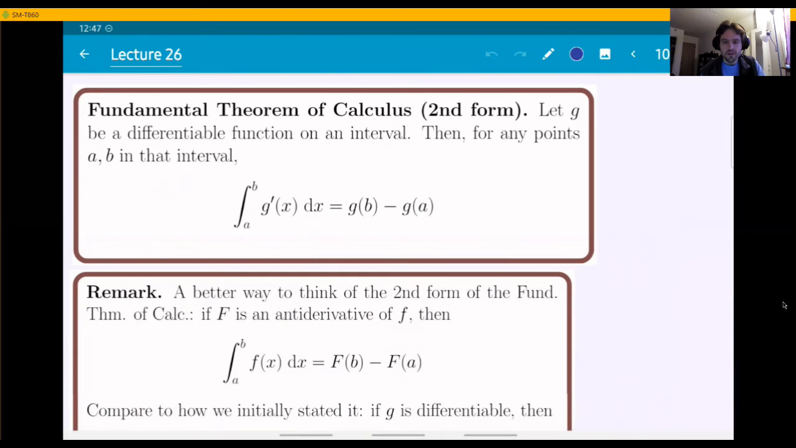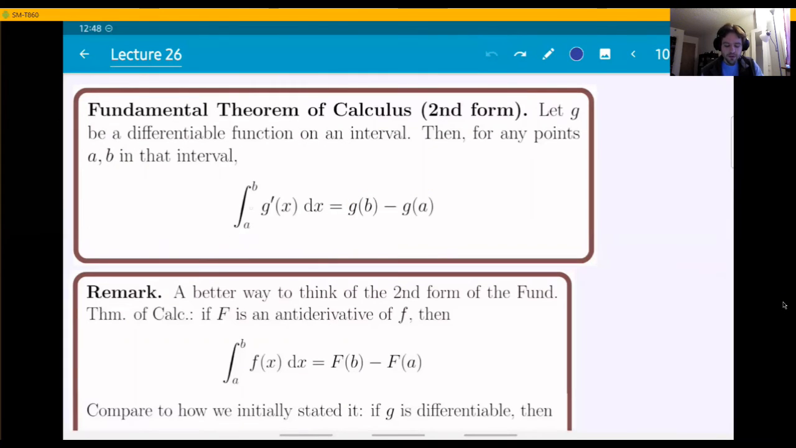The one that allows us to calculate integrals, calculate areas, without having to do Riemann sums. So I'm going to state it in this way and then immediately talk about a slightly better form, but let little g be some differentiable function on an interval. Then if you take any two points a, b in that interval, the definite integral of g prime turns out to always be equal to g of b minus g of a.